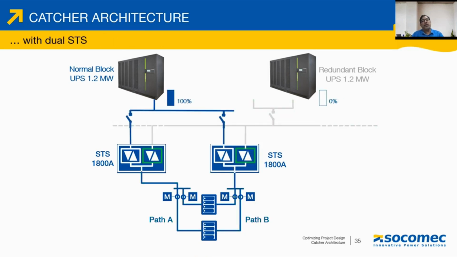Alternately, there also lies an option, depending on the user's choice, where to further increase the resiliency, this supply path B arrangement using ATS can also be replaced with an additional STS. Okay, so this is another option available, which can be implemented.